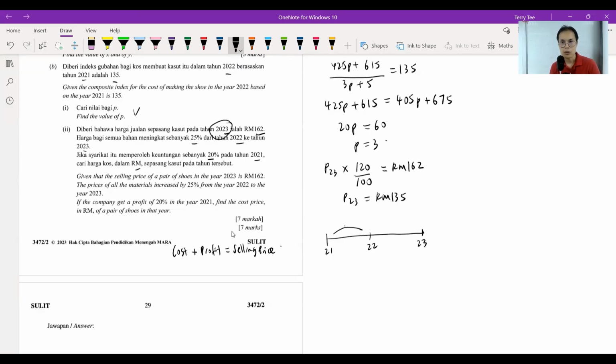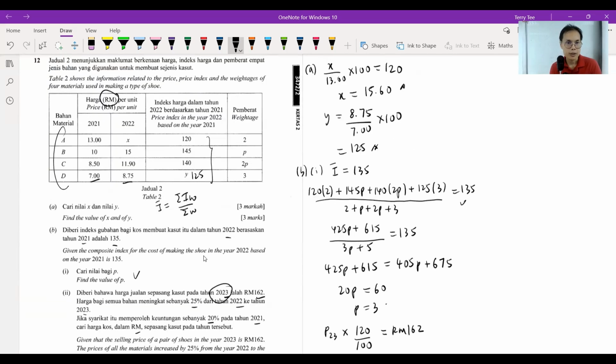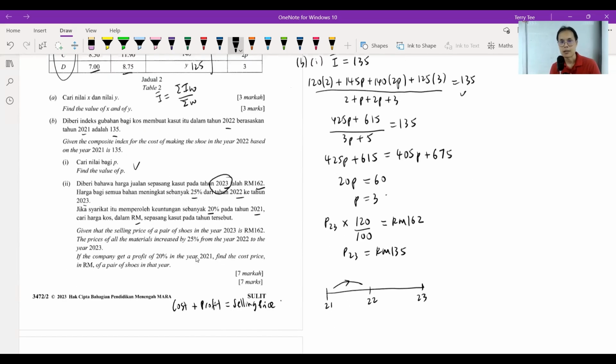Now, we know 21, 22, your index, your composite index, because all these are the ingredient or the material, bahan yang digunakan untuk membuat kasut. So if your bahan already increased by what is this value here? 135, 35%. Yeah, so the price you already increased it. That means your cost has increased, right?